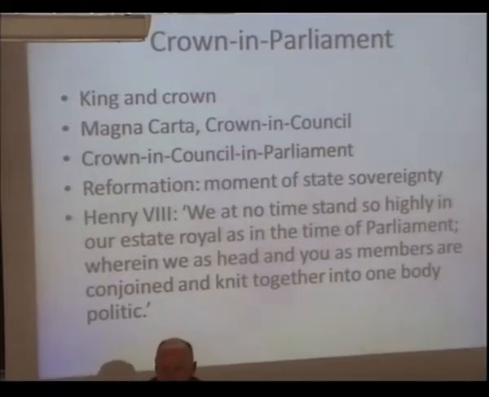All I want to do here is to explain what the doctrine of parliamentary sovereignty means, how it comes about.